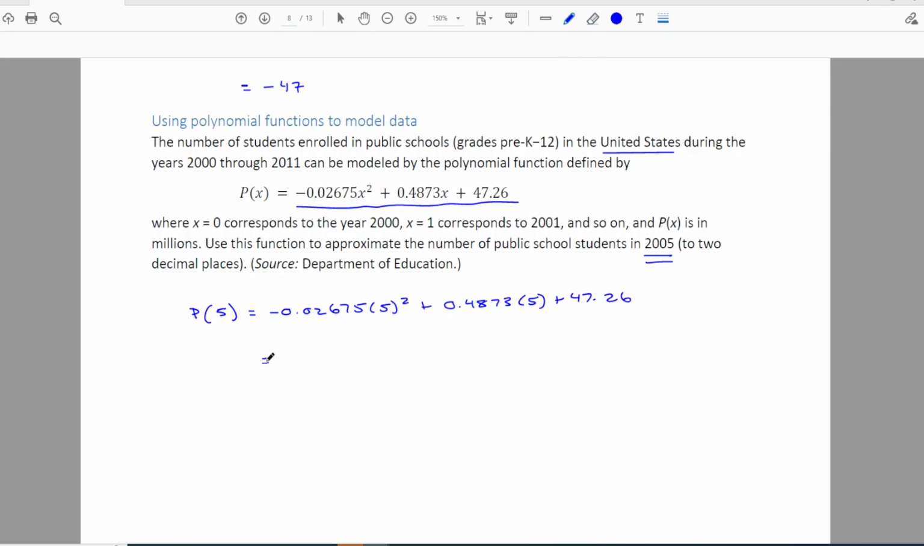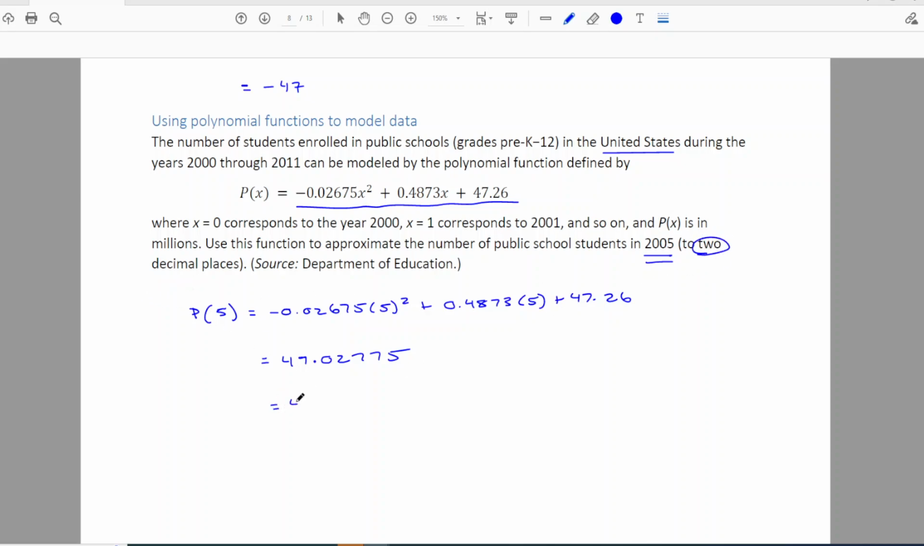Good. So into my calculator, I'm going to type in negative 0.02675 times 5 squared plus decimal 4873 times 5 plus 47.26, which gives me 49.02775. Anytime a question gives you an answer like this, give the whole thing unless they tell you what to round to. This question said to round to 2 decimal places.